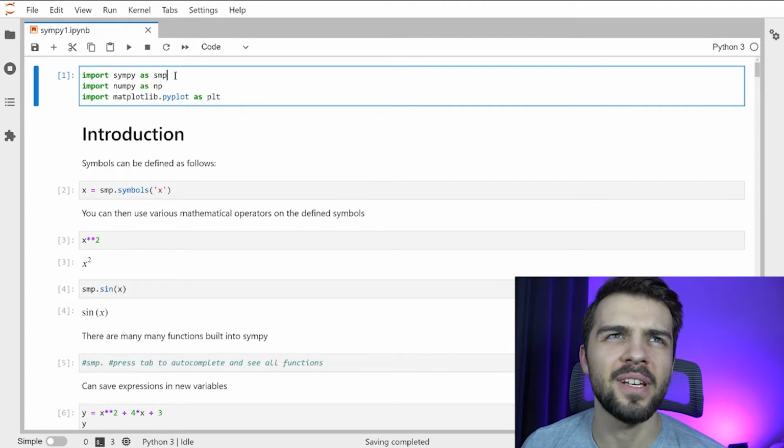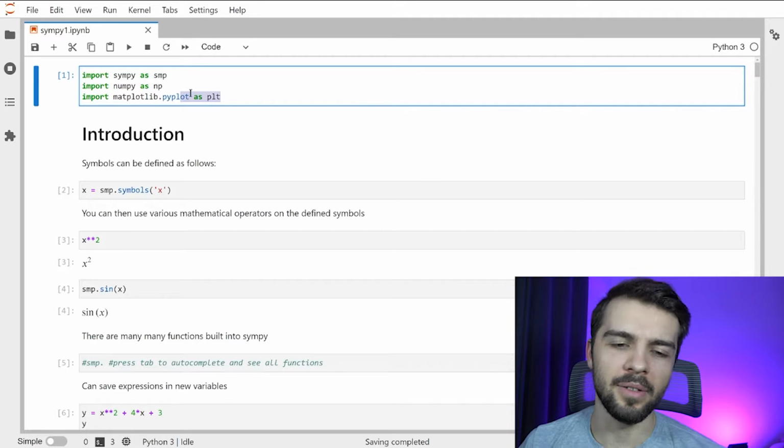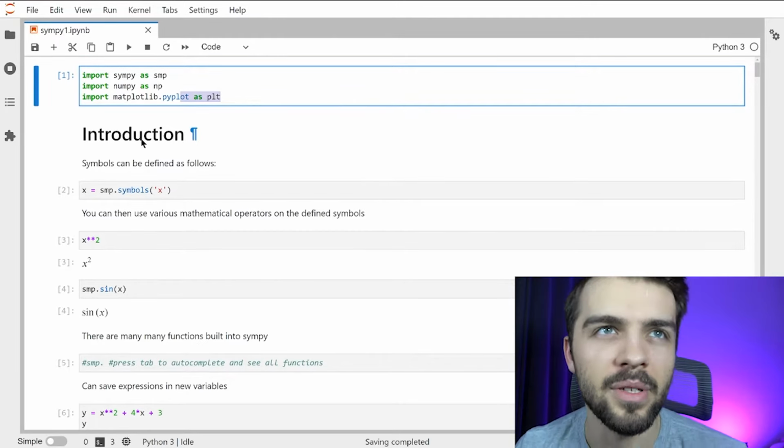The star of the show today is SymPy. That's the first package we import, and we're going to import it as smp. So whenever we call functions with SymPy, it starts with smp. We also have NumPy and Matplotlib. I'll use them for a little bit of extra things during this video, but of course they're not going to be the main focus here.